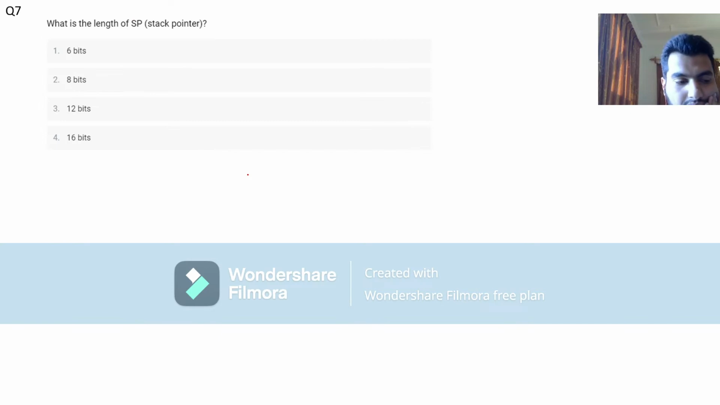Now the next question is, what is the length of the stack pointer? It's a theoretical question. The length of the stack pointer is 16-bit. The stack pointer is a 16-bit register that holds the address of the top of stack memory. The value of the stack pointer gets decremented by 2 on a push instruction, and gets incremented by 2 on a pop instruction.